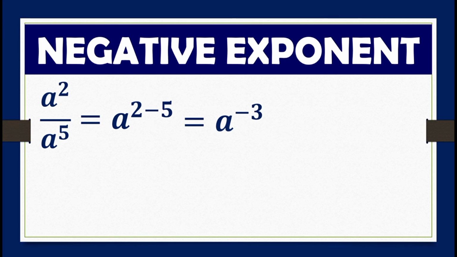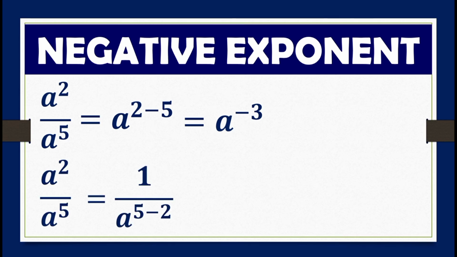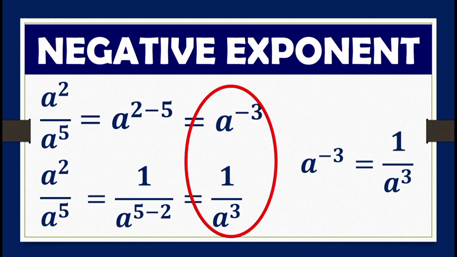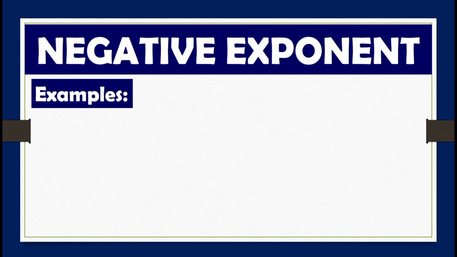But if we utilize this format, a squared over a to the fifth, that is equal to 1 over a to the fifth minus 2. So here, the value of our expression is 1 over a cubed. Here, it is a proof that a raised to negative 3 can be written as 1 over a cubed. Let's have an additional example.